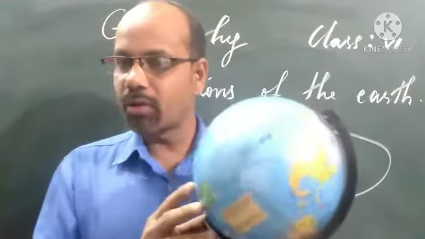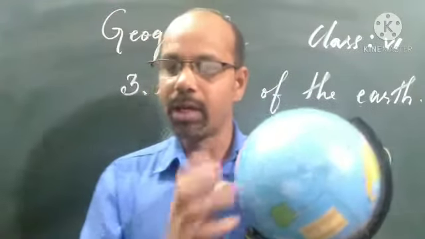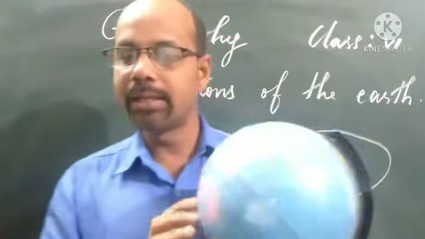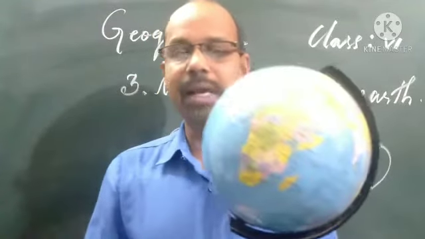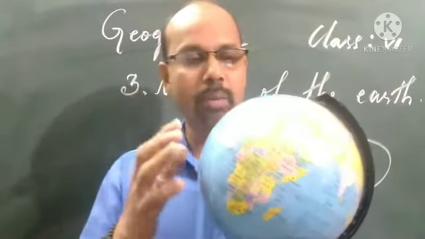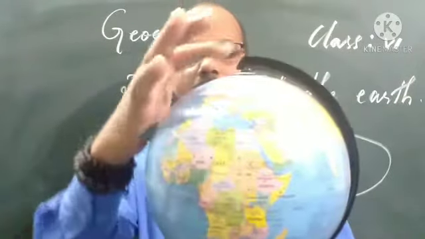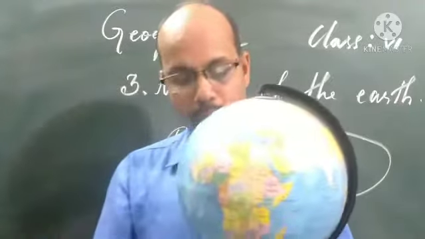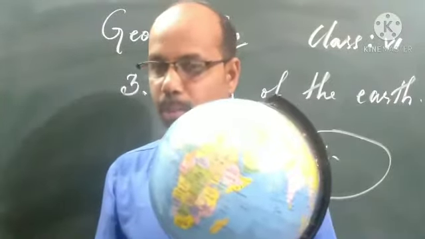So the axis of the earth, which you know is an imaginary line, for our convenience we have fixed it, but it's an imaginary line. It makes an angle of 66.5 degrees with its orbital plane. We can find here the earth is not exactly straight. You can find here the North Pole and South Pole are not straight. It is an inclined position.